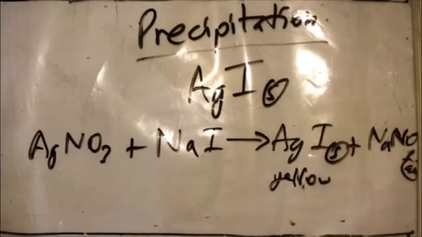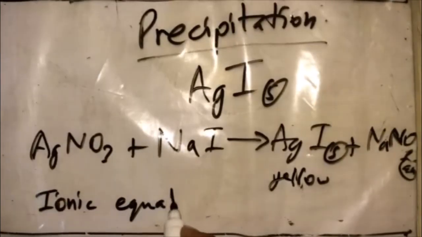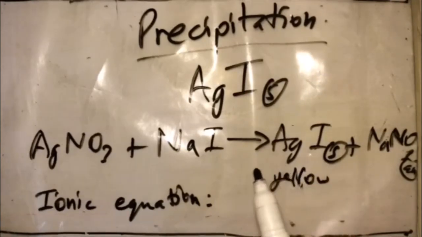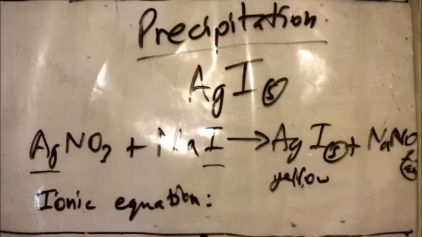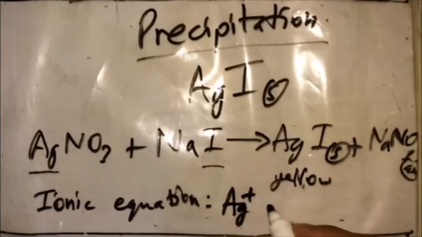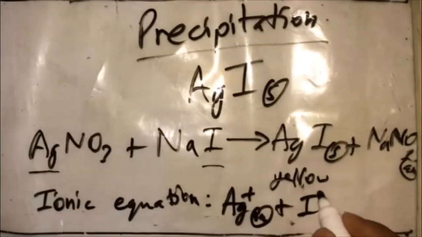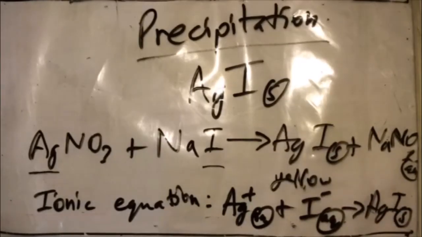Now the ionic equation for this reaction, for a precipitation reaction. In this ionic equation we'll use the ions that form the precipitate. So those ions are Ag and I. So we'll have Ag+ aqueous plus I- aqueous producing AgI solid. This is the ionic equation.